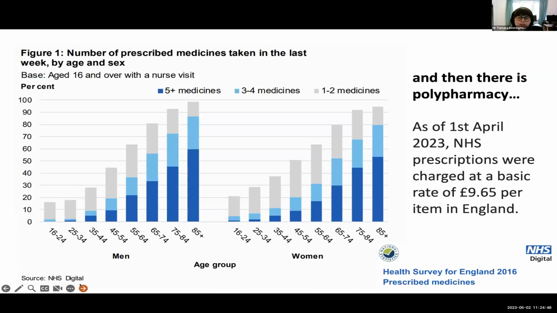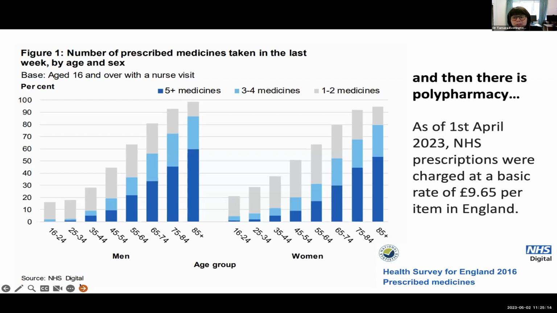It's £9.65 per single prescription item. And then you get into polypharmacy. Of course, polypharmacy is largely a problem in the older population who will be exempt from prescription charges, but there are a significant proportion of younger people who are taking multiple medicines. And we know that if you're taking 5 medicines, the chances are you've got at least one major drug interaction.